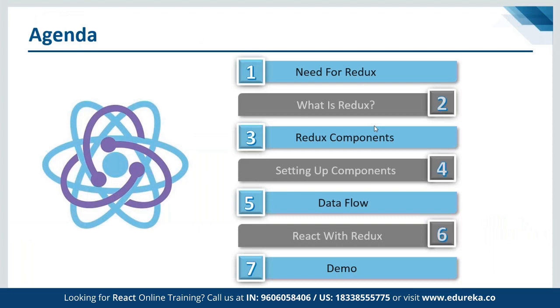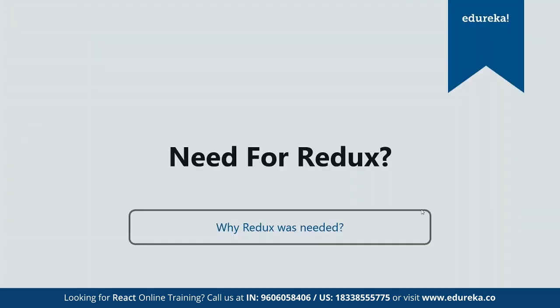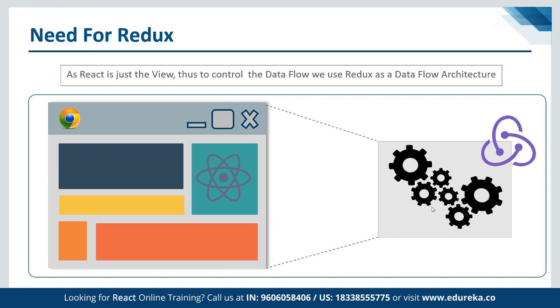Today we are going to discuss the introduction to React, what React is, what exactly Redux is, what Redux components are, setting up the components, data flow, and then React with Redux. First of all, the need for Redux: why was Redux needed? In React, just to control the data flow, we use Redux as a data flow architecture. That's the main purpose of using Redux, so that we can have complete control on how data is flowed from one part to the other.